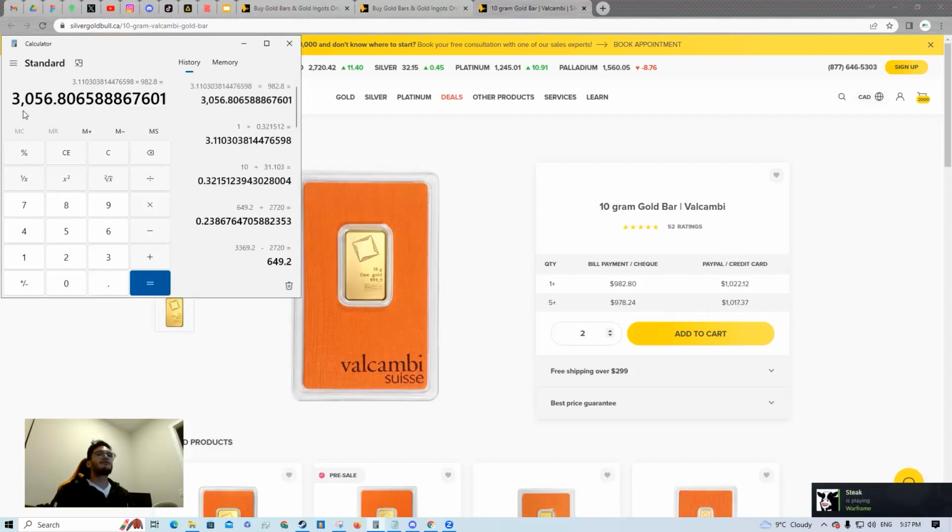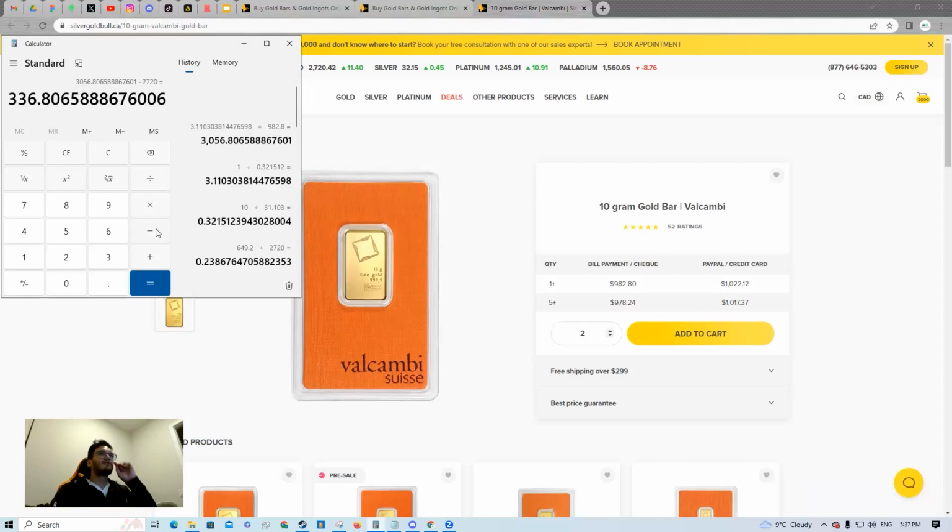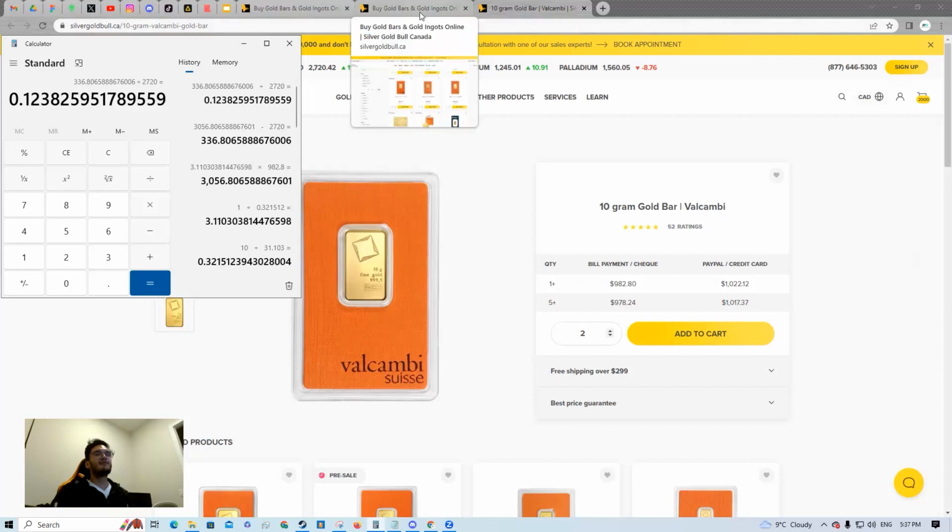So we're going to get about $3,056 per ounce, which is $336 above spot. And on a percentage, we get about 12%, so 12.5%. So this has about 0.3 ounces, so a little more than the quarter-ounce gold maple, but we can see that the premium is much less.